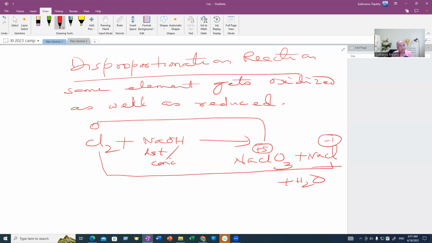There are several methods, like taking one chlorine as the oxidizing agent and one as the reducing agent, then multiplying the changes crosswise. But the best one is called the electron balance diagram, which is followed for complicated redox reactions.